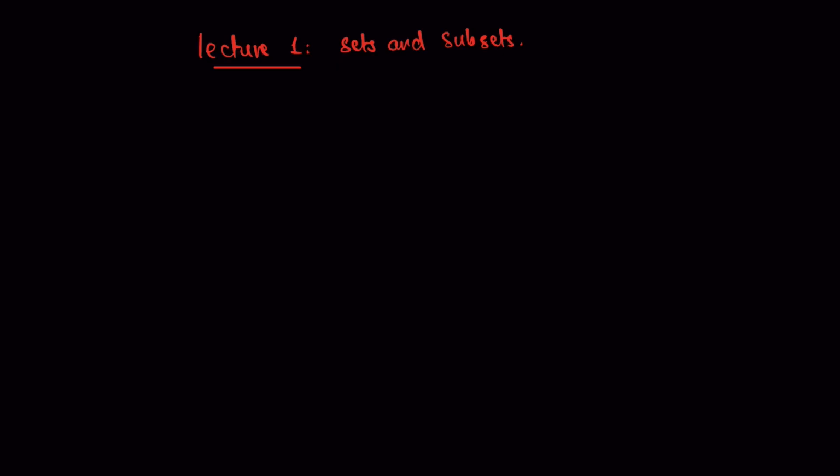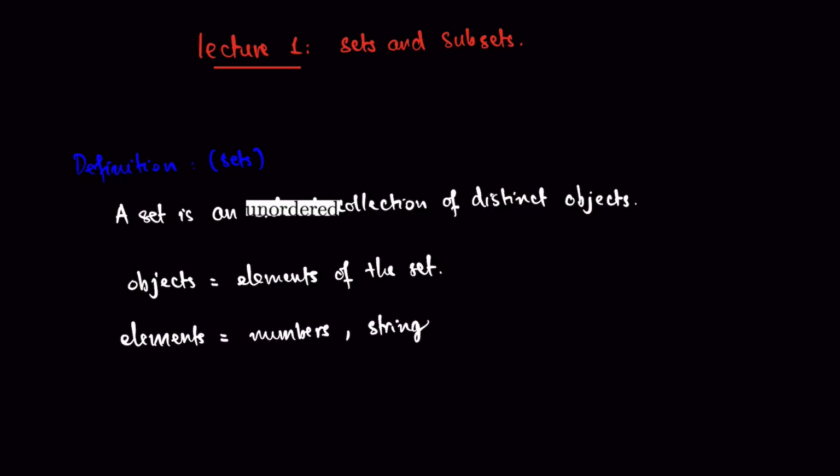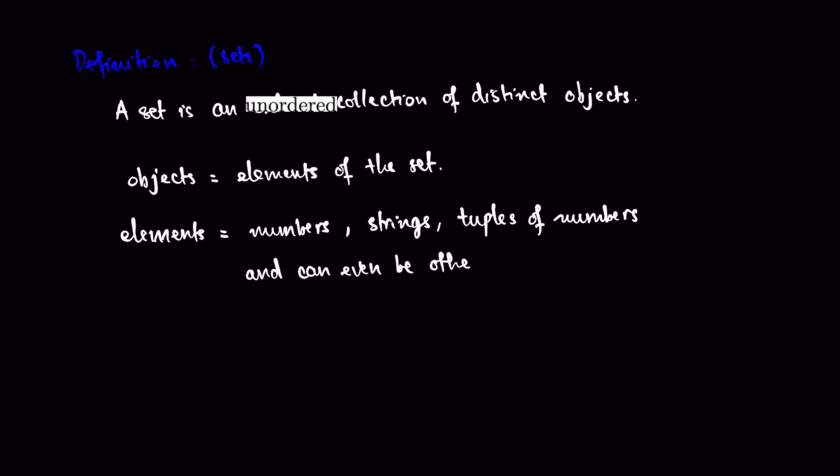So the first thing we're going to explore is the definition of a set. A set is an unordered collection of distinct objects. In this case, an object can be defined as an element of the set. The elements can be numbers, strings, tuples of numbers, and can even be other sets. Before we go into an example of describing a set, we need some notations to describe a set.